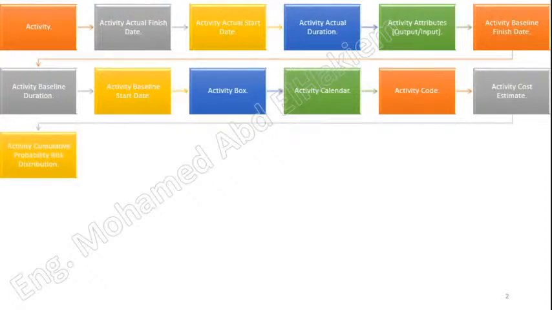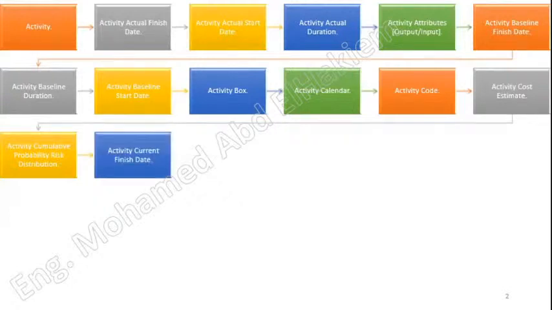Activity cumulative probability risk distribution. A table of dates and their associated cumulative probabilities of occurrence for schedule activity completion. Dates are derived using analytical techniques such as Monte Carlo calculations. When applied to the project end date, the value is equivalent to the project cumulative probability risk distribution.